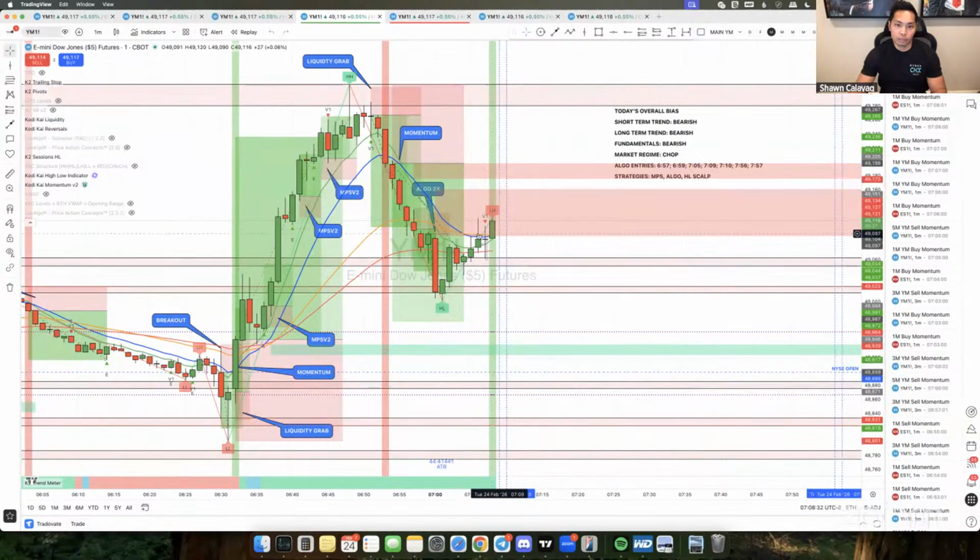All right, so invalidated this reversal right here. We're getting really close to these algo entries, though. So the algo entry right here at 7:09, I don't know if this is going to be one we could even look to get into because this buy signal here still hasn't closed.